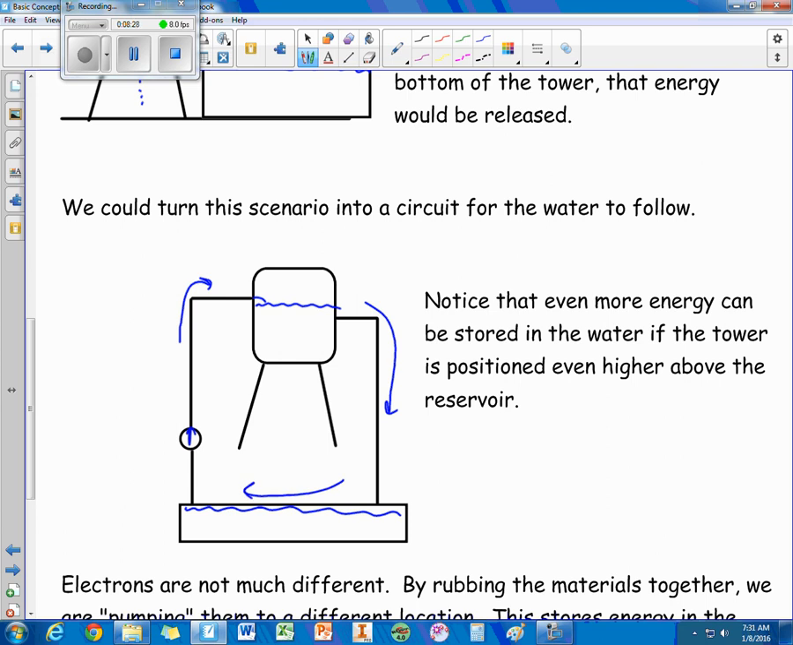And something to notice is that even more energy can be stored in the water if the tower is taller. If we positioned it even higher than the reservoir, we can get even more energy. But it would take more energy to operate the pump to pump the water into an even higher tank.